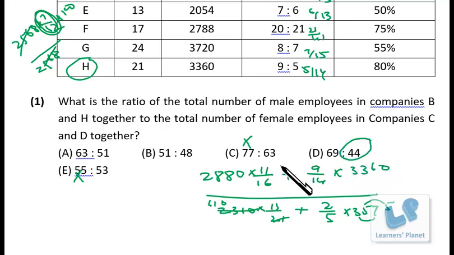Okay, so instead of making the full calculation, you can use small tricks to eliminate the options. So D is your correct answer. Otherwise, if you start simplifying this, that will be really time consuming.